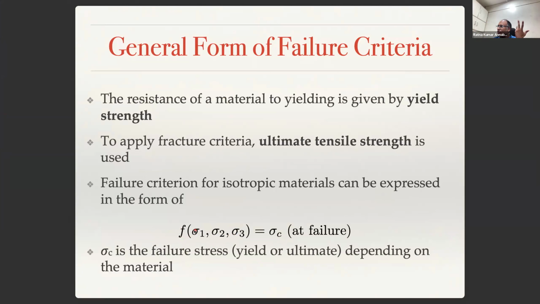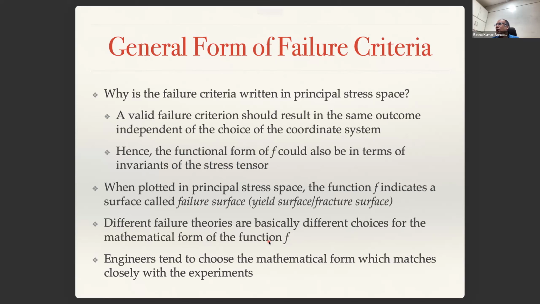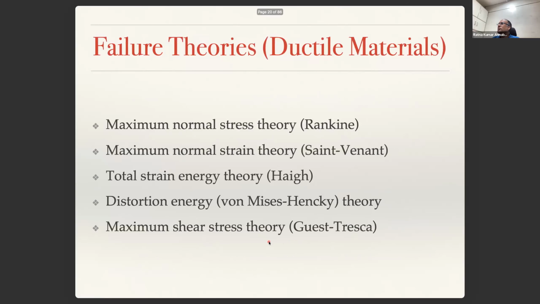And the failure theory looks like a function of sigma 1, sigma 2, sigma 3 must be equal to some constant value, some critical value. And that critical value could be yield strength if it is a ductile material, or ultimate tensile strength if it is a brittle material. Okay, that is what we are trying to reach.